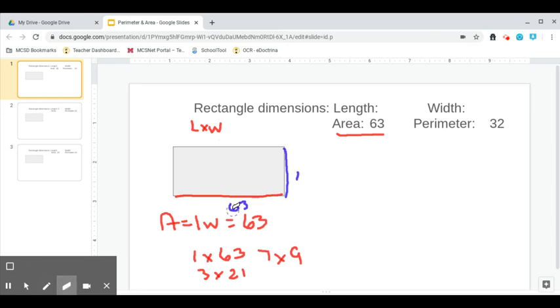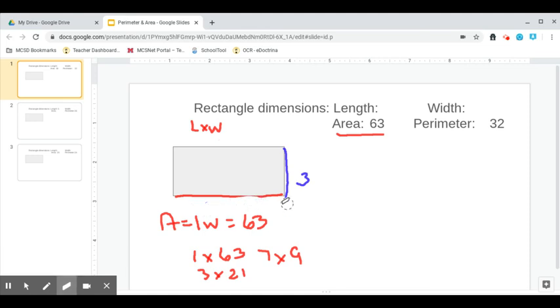So let's try 21 and 3. So if we want to say this is 21 and this is 3, 21 times 3 does give you the 63. So that could be the answer. Except 21 and 3 is 24. So that and that makes 24 on your perimeter. Then we have to go another 21 and another 3. So 24 and another 24 would give me 48. 48's too big. That can't be it. We need to try something different.